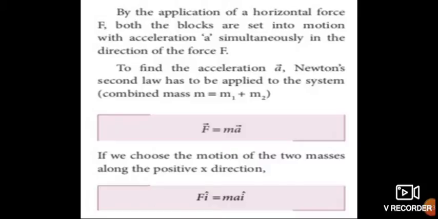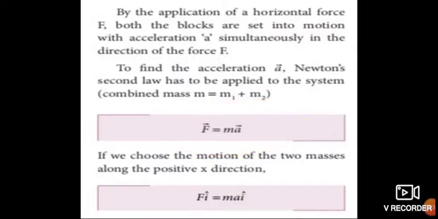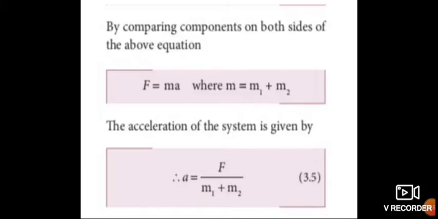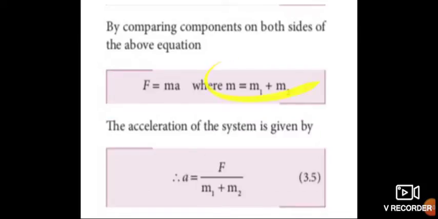To find the acceleration vector A, Newton's second law has to be applied to the system. According to Newton's second law, F vector is equal to m times A vector. If we choose the motion of the two masses along the positive x direction, the force is acting along the x direction. So F i cap is equal to m A i cap. By comparing the components on both sides of the equation we can write F is equal to ma, where m means the mass of the bodies.